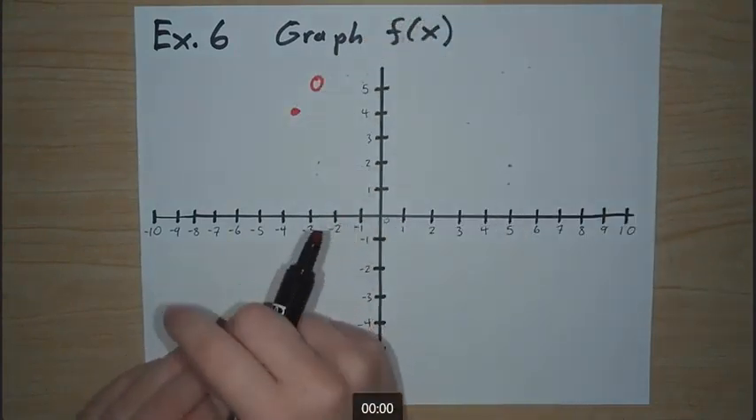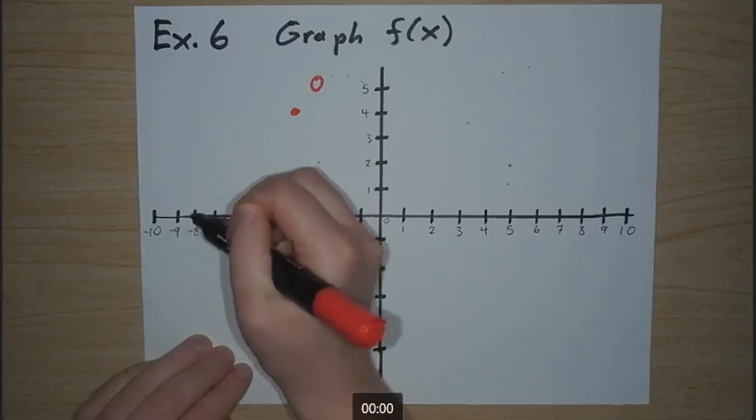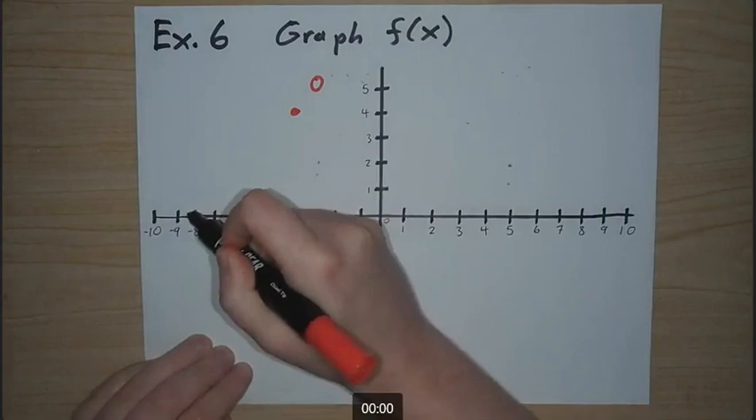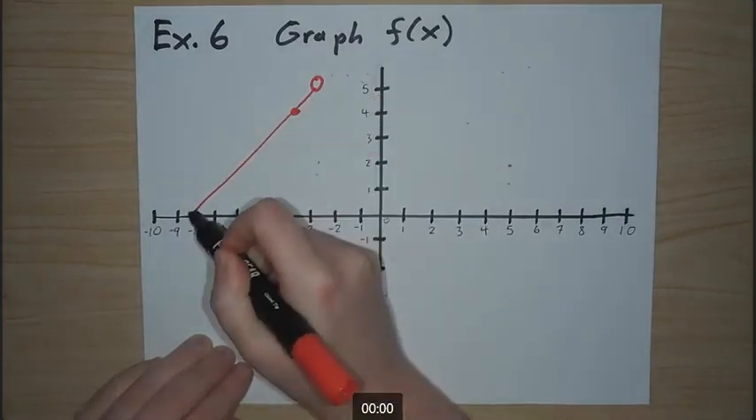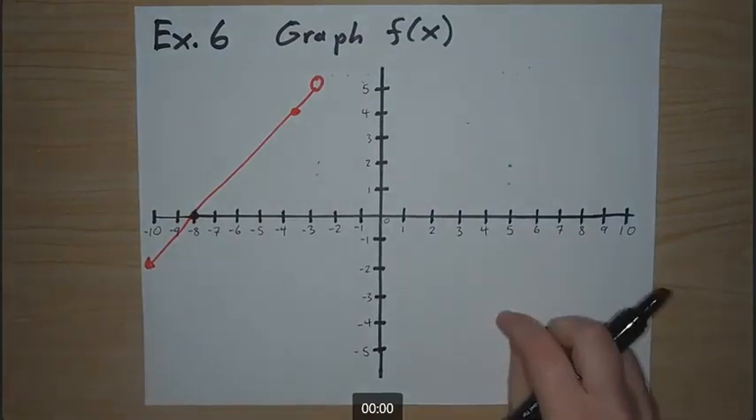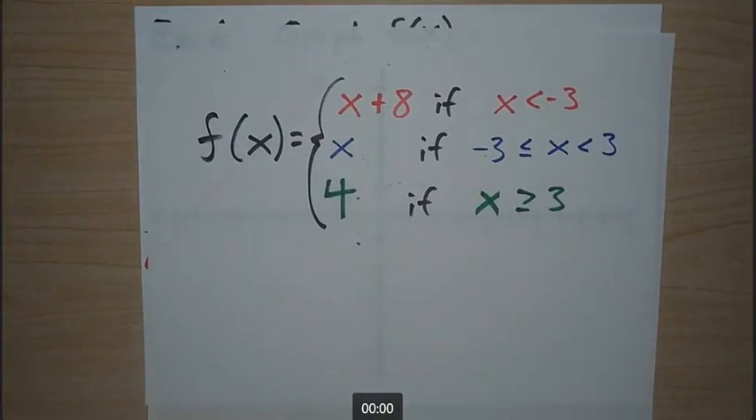We can then graph it. It'll also have an x-intercept at x is equal to -8. So if we draw a line through there, it'll continue to -infinity. So we've done the first piece of the piecewise function.